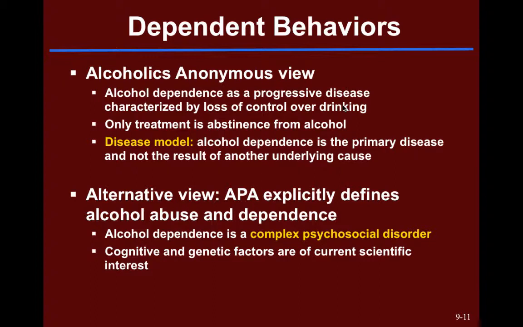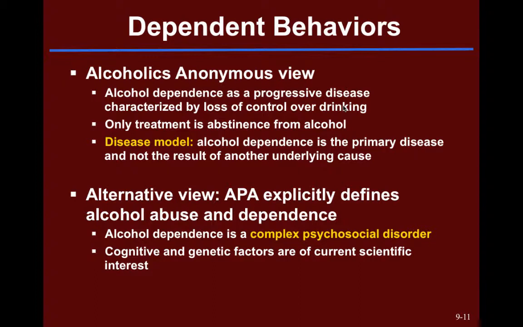That 12-step approach has actually become very popular, and it's moved on to other kinds of treatment programs in other settings. Basically, AA views alcohol dependence as a progressive disease, characterized by losing control over your drinking over a period of time. And because of this view of the disease, the only possible treatment is to completely abstain from alcohol. This is not the approach that every treatment program takes, but this is one of the basics of the Alcoholics Anonymous view. So they approach dependence through the disease model, that alcohol dependence is the primary disease, and it's not the result of another underlying problem, say perhaps a mental health problem or a genetic abnormality.